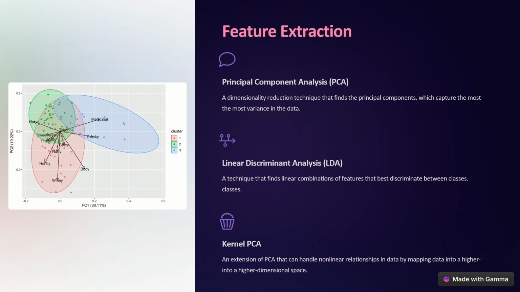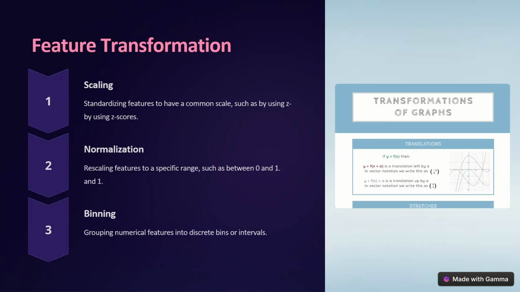Our last is feature transformation techniques, which include scaling, normalization, and binning. Okay. So first is scaling. This standardizes your features so they are all on the same scale, like making sure all your ingredients are chopped to the same size. Normalization. This resizes your data to fit within a specific range, like rolling out dough to perfect thickness. Third is binning. This groups your numerical features into categories, like sorting your snacks into different bins.